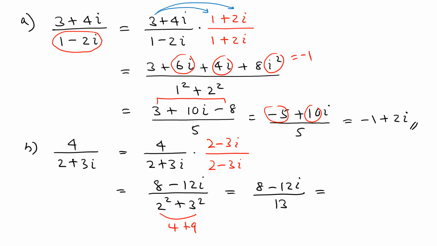Now what we normally do is divide both terms by 13. So that means we can write this one as 8 over 13 minus 12 over 13 i. That's how we normally write the answer in a situation like that. Okay, that's about how you divide complex numbers.